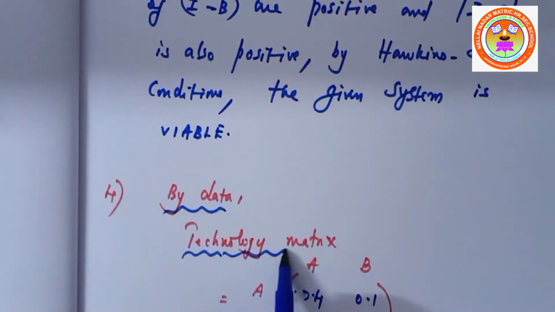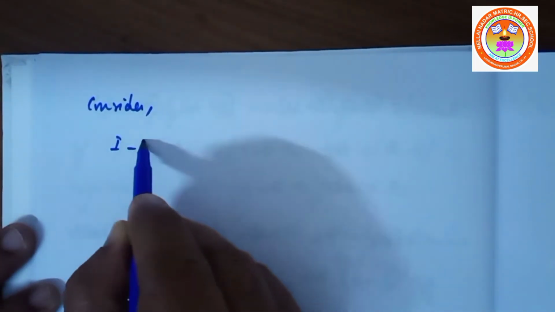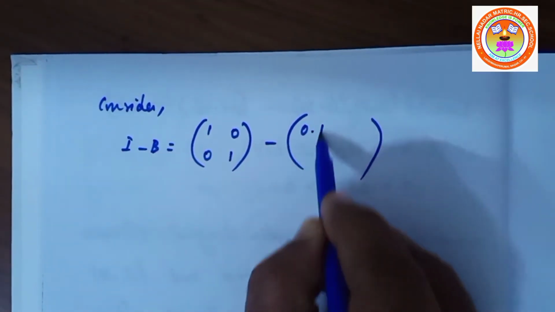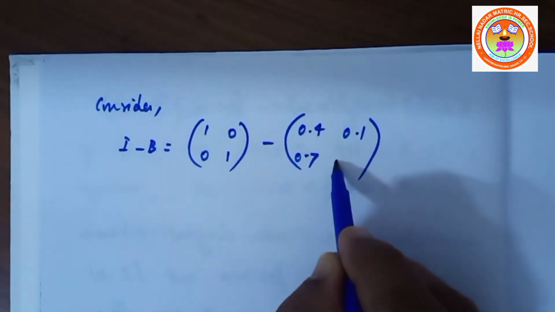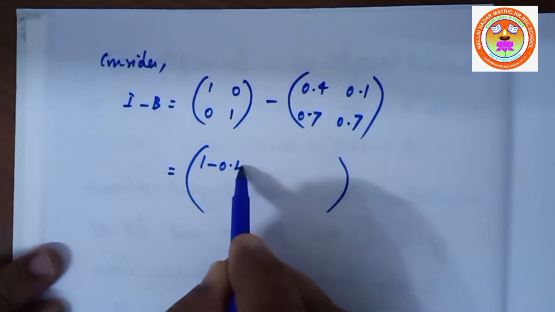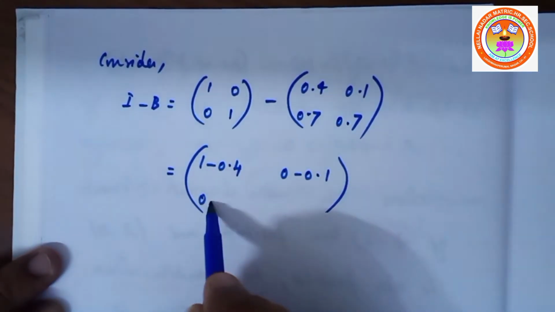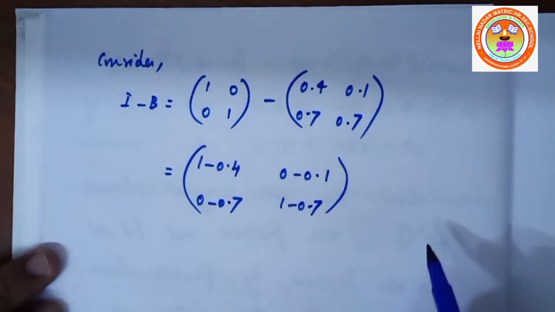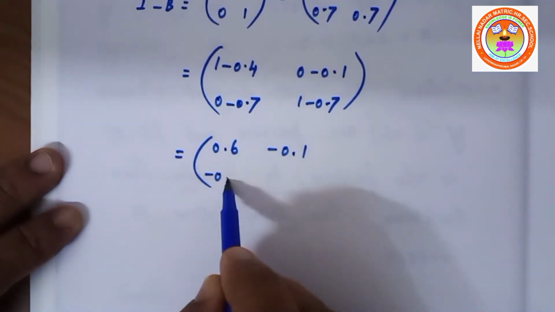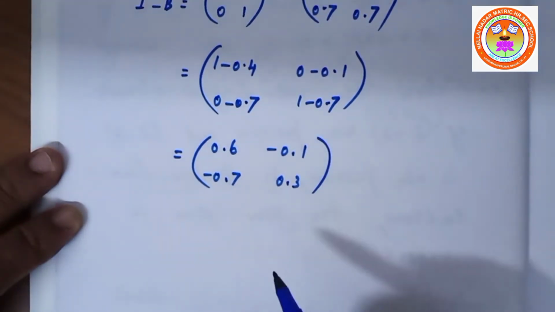Next, you have to calculate I minus B. I minus B is the identity matrix [1 0; 0 1] minus the technology matrix [0.4 0.1; 0.7 0.7]. Corresponding elements are subtracted: 1 minus 0.4, 0 minus 0.1, 0 minus 0.7 and 1 minus 0.7. 1 minus 0.4 is 0.6, then minus 0.1, minus 0.7 and 0.3. Yes, I got I minus B.